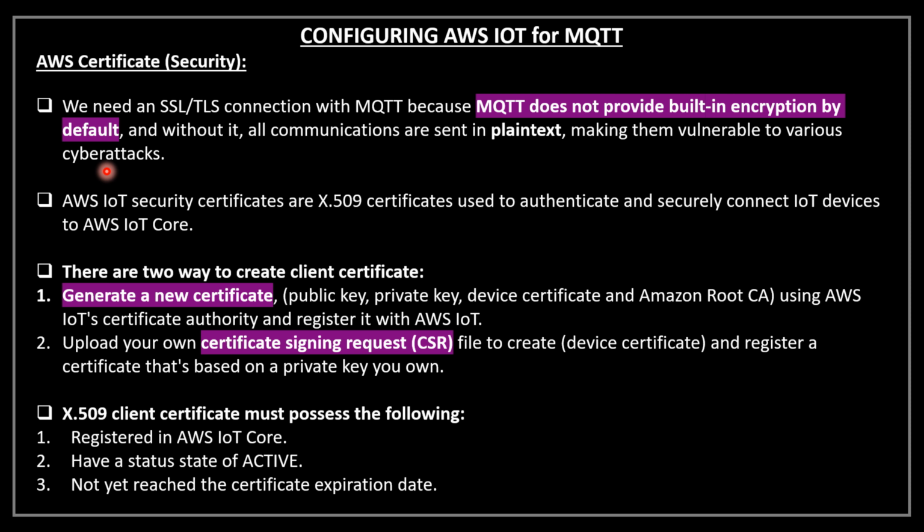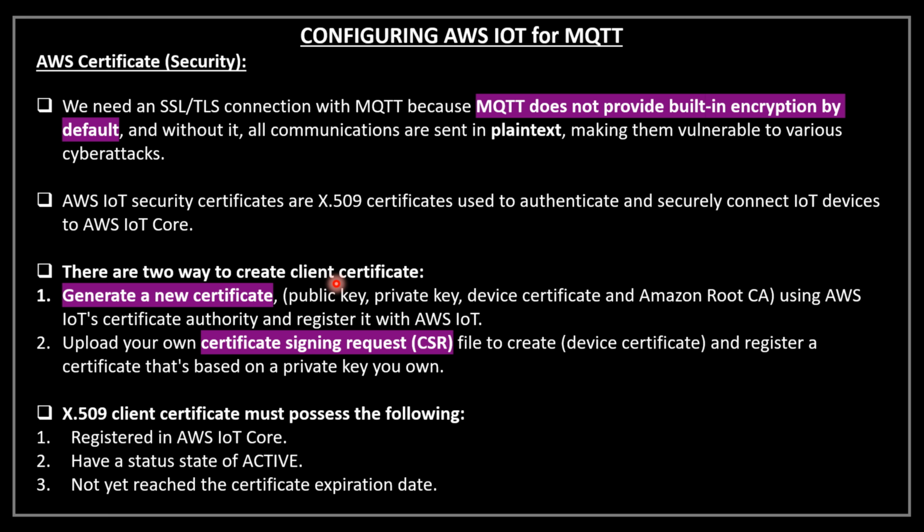That is the reason we are using TLS and SSL, basically mutual TLS. The only difference with mutual TLS is that both the client and server are authenticated, whereas in HTTPS, only the server is authenticated. AWS IoT security certificates are X.509 certificates used to authenticate and securely connect IoT devices to AWS IoT Core. There are two ways to create a client certificate. One is generating a new certificate, which is recommended by AWS. When you generate this, you will get the public key, private key, device certificate, and Amazon root CA certificate.